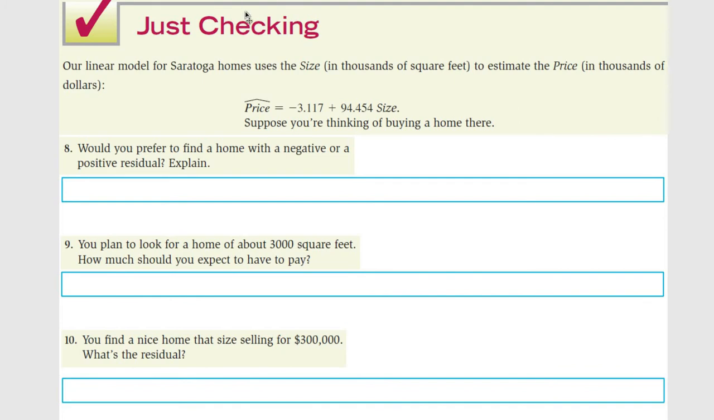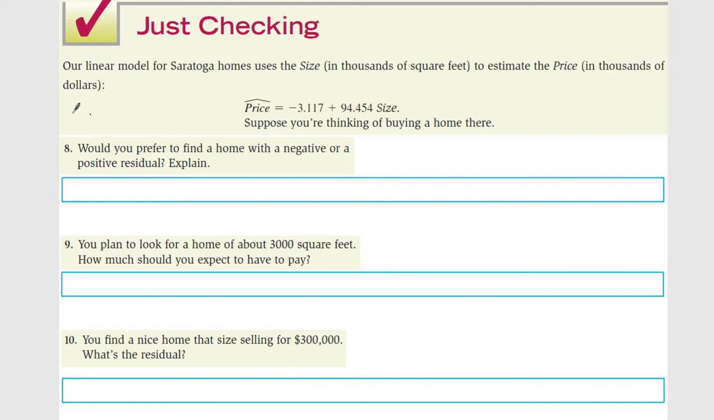So let's do an example, going back to the size and price. Here we have our linear model. Now let's think about the residuals. If you were going to buy a home, are we looking for a negative or positive residual? Well, think about the residual. It's y minus y hat, so our value minus our predicted price.